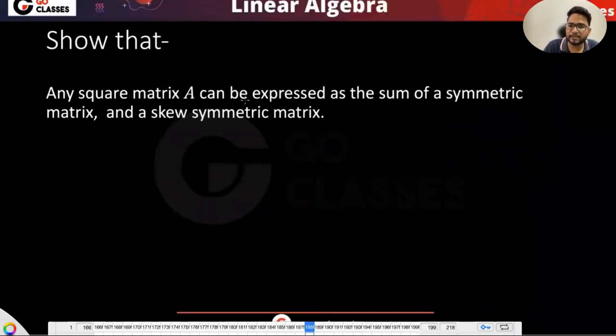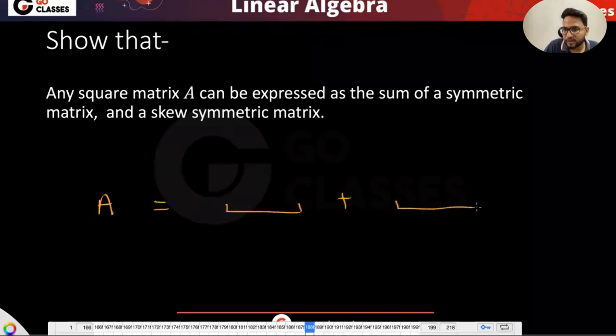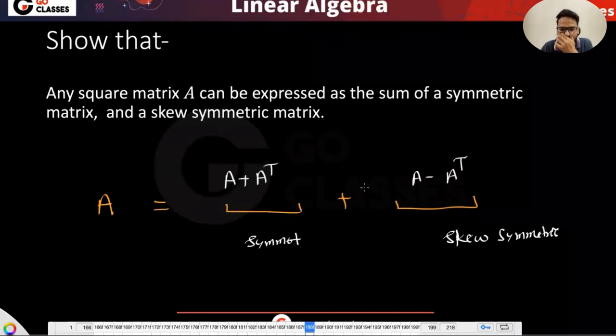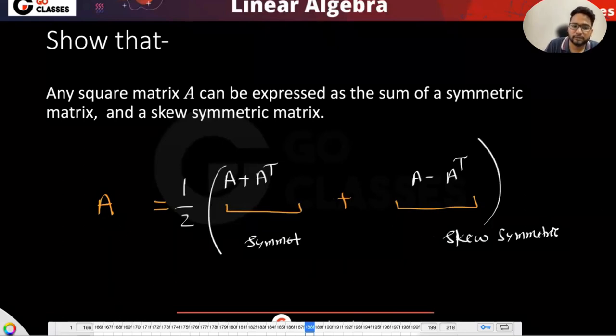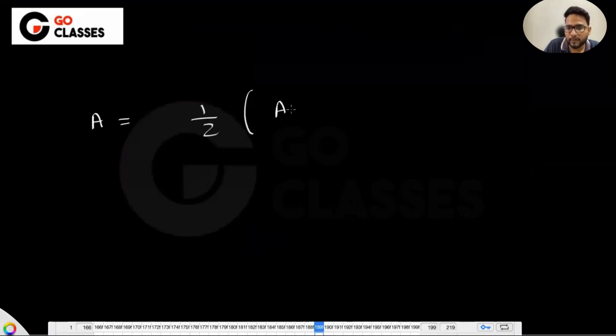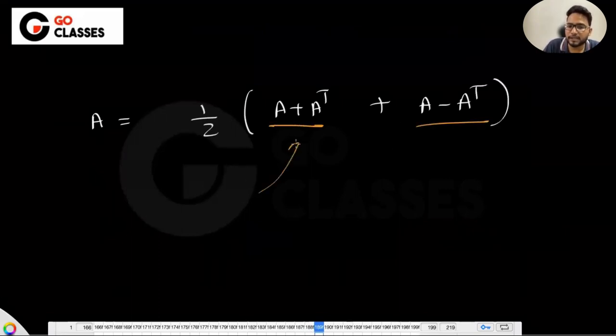Now they are saying, show that any square matrix A can be expressed as the summation of a symmetric matrix and a skew symmetric matrix. So if there is an A, which is a square matrix, that can be represented as the summation of a symmetric and a skew symmetric matrix. Can you represent? I think we can. How? For A, I have A plus A transpose is symmetric, that's what we have just proved. A minus A transpose is skew symmetric. So I can represent A like this. This will get cancelled out. This is 2A, so let me just divide by 2. I can rewrite A as 1 upon 2 times (A plus A transpose) plus (A minus A transpose). This is just rewritten. And I can say that this is symmetric. This is skew symmetric.